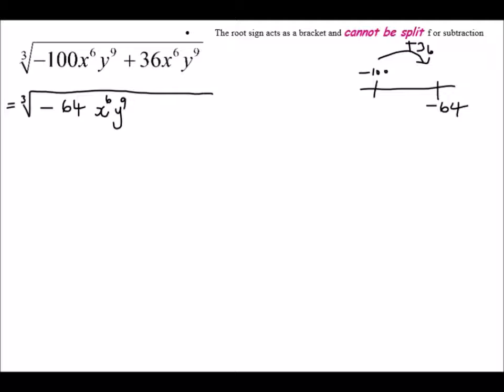Always check when you have a negative that it is a cube root, because a square root you cannot find the negative square root, that's non-real. So we've simplified the like terms under the root. Now we have one term, and now we're going to cube root using signs, numbers, and variables again. Signs, numbers, variables or letters. Right, the cube root of a negative is negative. The cube root of 64 is 4.